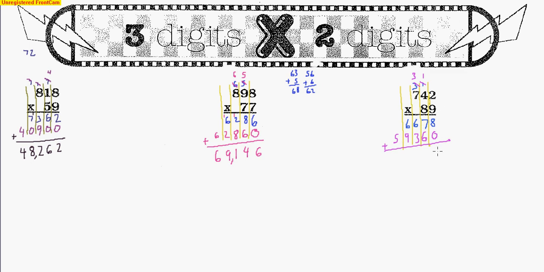8 and 0 make 8. 7 and 6 make 13. Carry a 1. 1 and 6 makes 7, plus 3 makes 10. Carry up a 1. 1 and 6 make 7, plus 9 makes 16. Carry a 1. 1 and 5 make 6. So put that comma between the thousands and the hundreds place, and we've got our answer, 66,038. There it is.